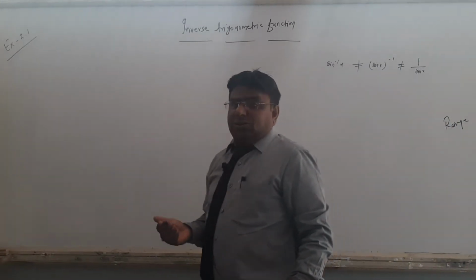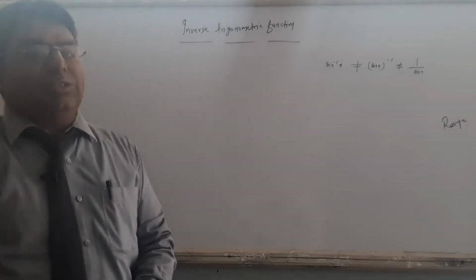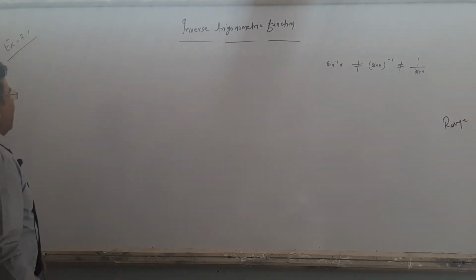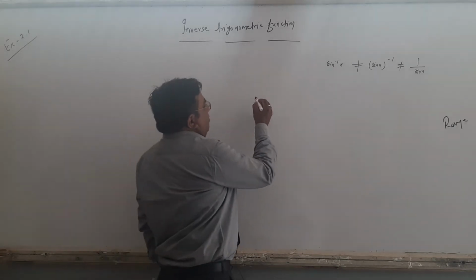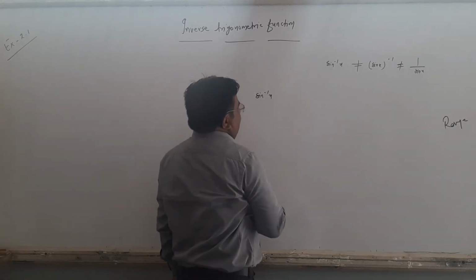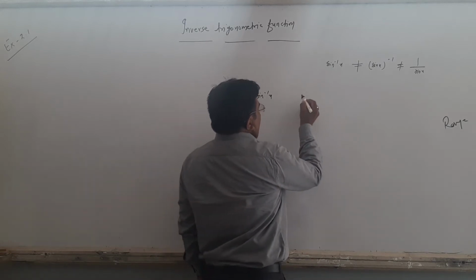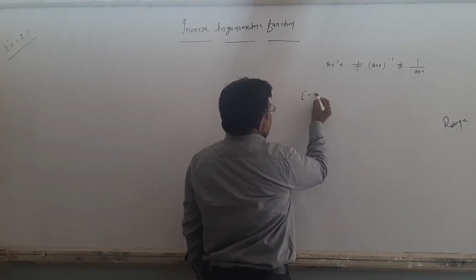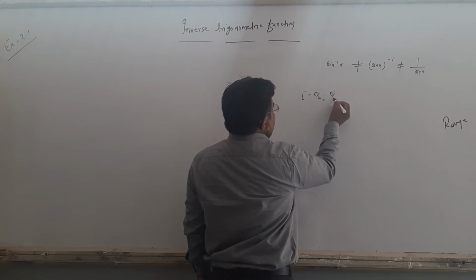The domain of the trigonometric function is the range of the inverse trigonometric function. There are 6 inverse trigonometric functions. In the NCERT book, page number 40, the table gives all ranges and domains. What is the range of sin inverse x? The closed interval minus 90 to plus 90.